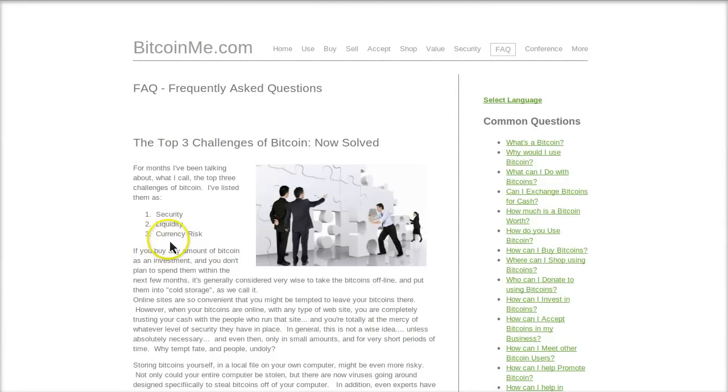All right, and now the third is currency risk. And this is actually the easiest one to solve, really. I just basically thought of this idea last week, and that is that if you are going to invest in Bitcoin, that's when you should keep your money in Bitcoin. If you're going to keep your money in Bitcoin, it should be because it's an investment. And if it's an investment, then it really should be something that you're going to keep in there at least 6 months to a year or longer. Then you don't have currency risk.